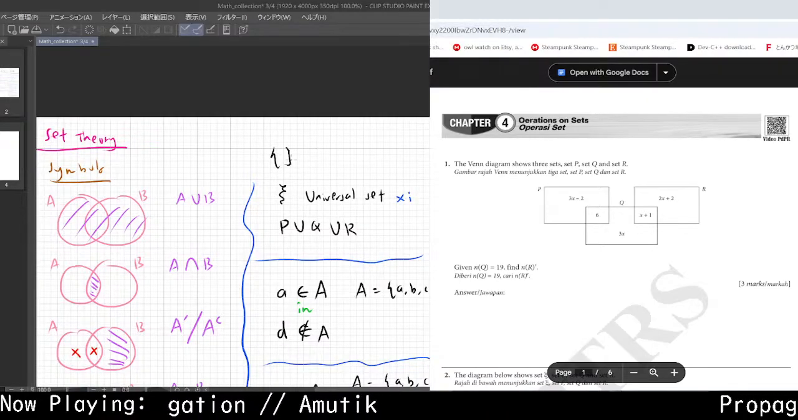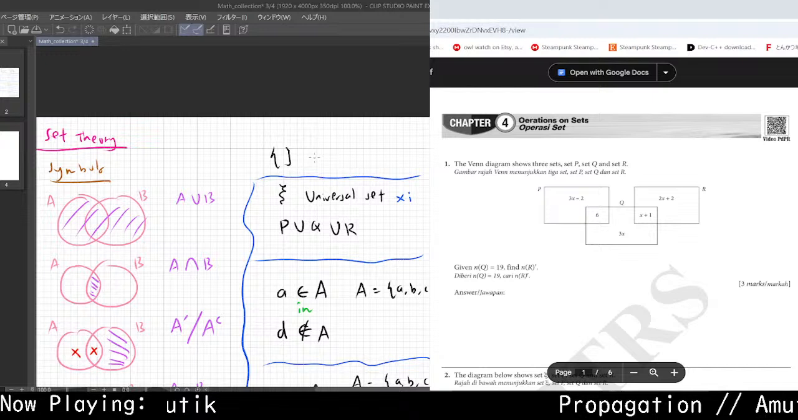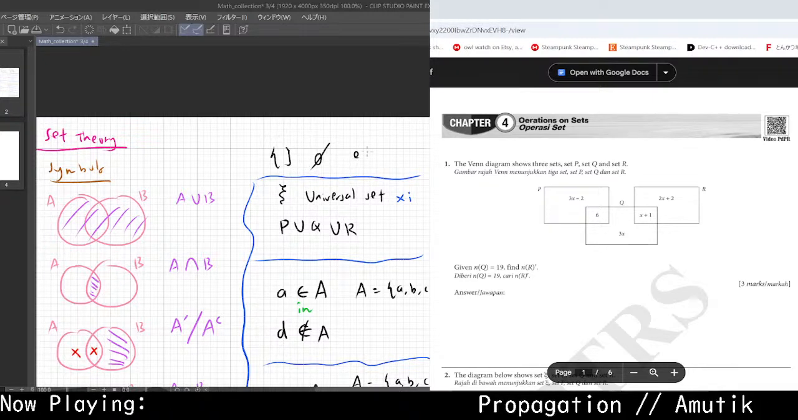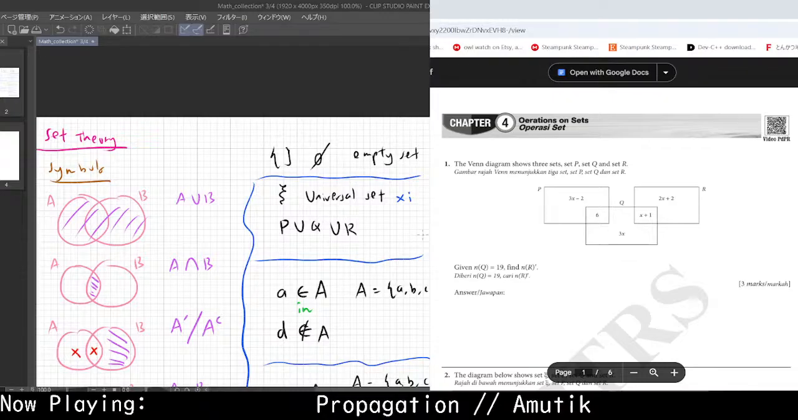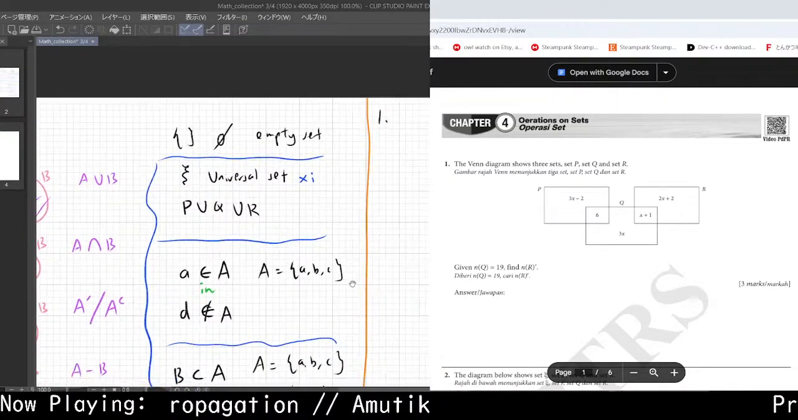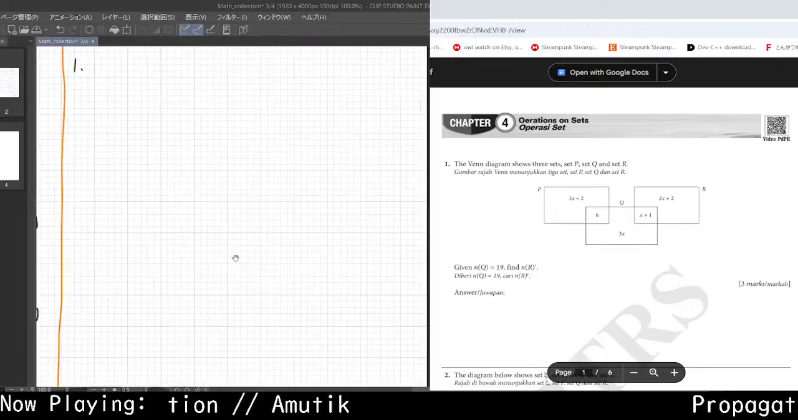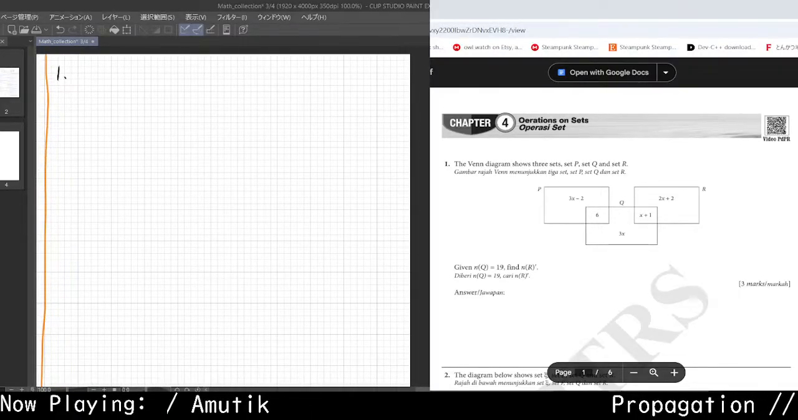This thing, we go on top. This thing or this thing, we call this the empty set. This is basically a set that has nothing inside it. Yeah, it's empty. It's just empty. Yeah, it has nothing inside it. Okay. Yeah. So continue.